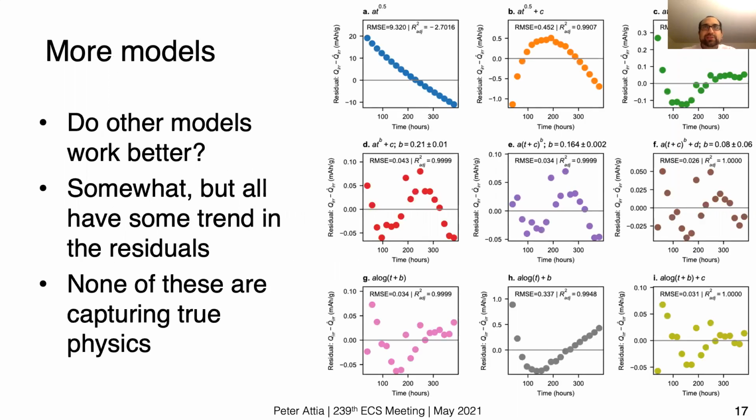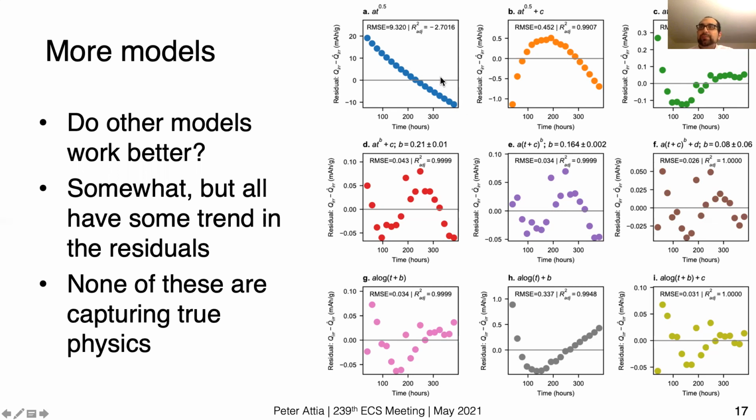Okay, more models. We only looked at 3 different power law models in evaluating those other data sets. So an open question here is, do other models work better? So this is 9 different models. This is fit to one of the Smith et al. data sets, I think with the UHPC measurements.